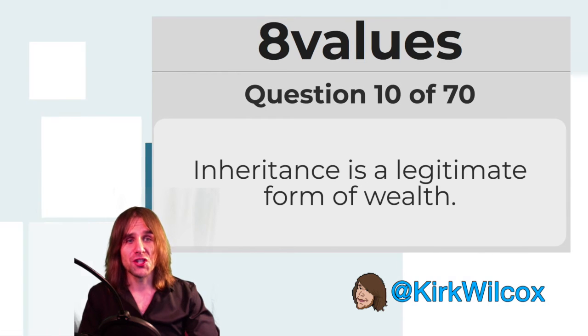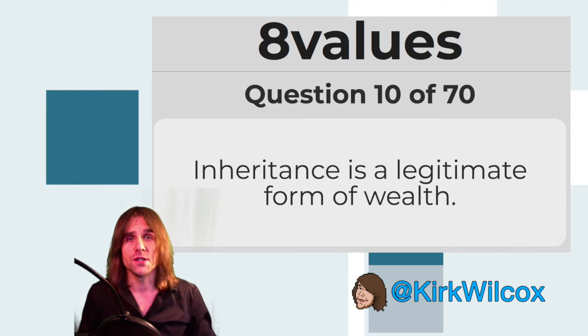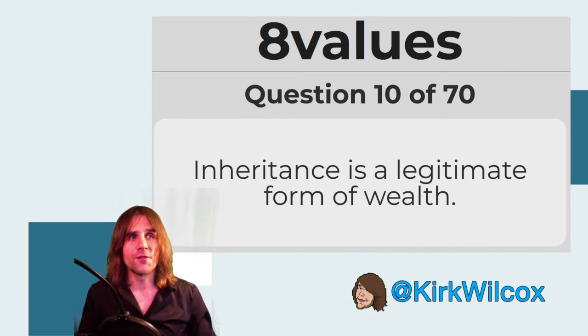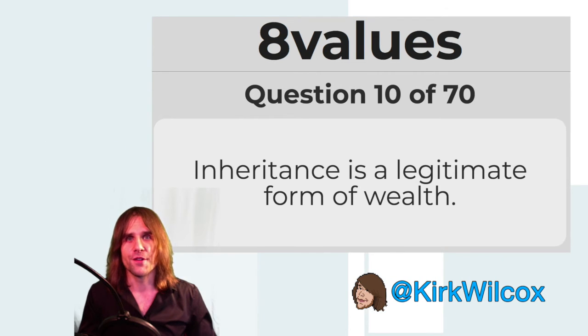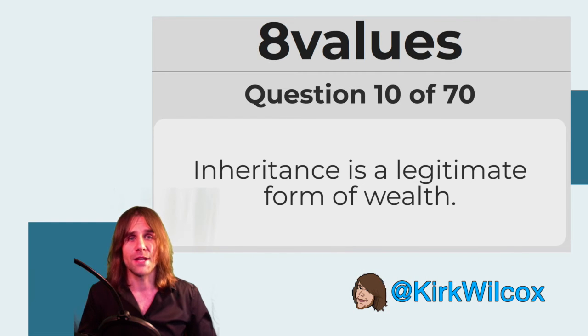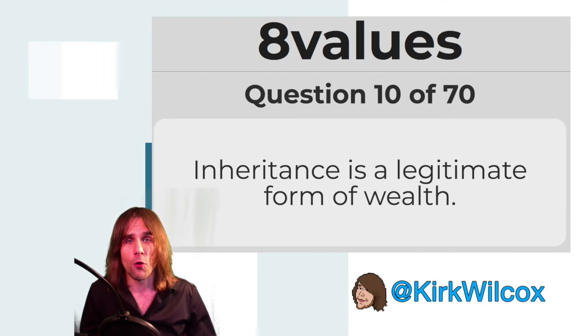Inheritance is a legitimate form of wealth. What the fuck kind of question is this? So you're telling me if someone earns millions or billions of dollars throughout their life and they use it to buy big houses and a bunch of cars, that once they die, that wealth just magically poof disappears? Of course it's a legitimate form of wealth.